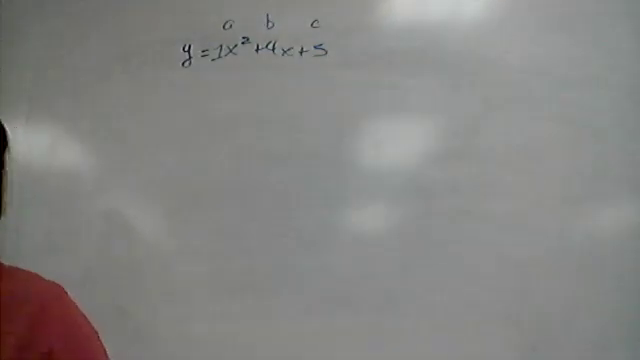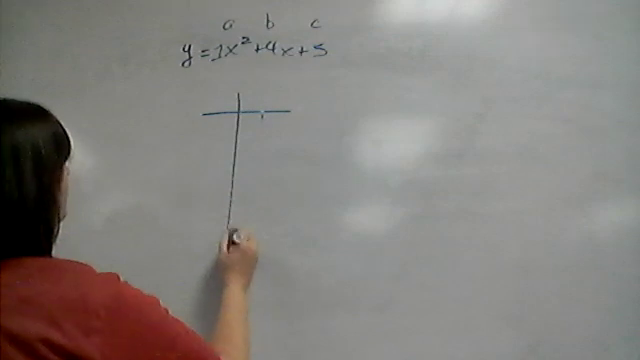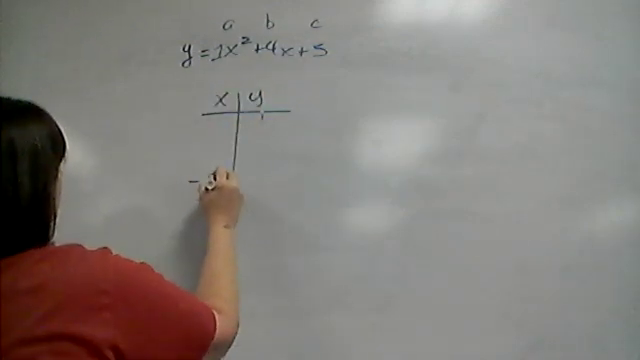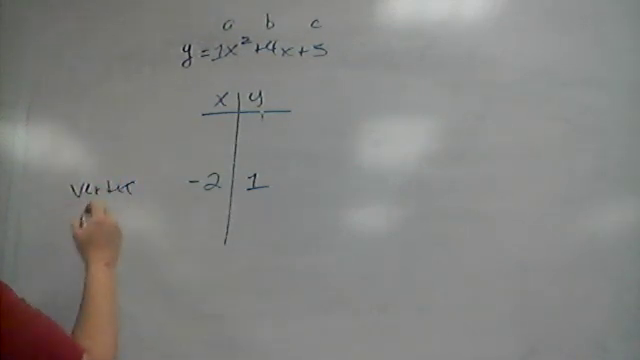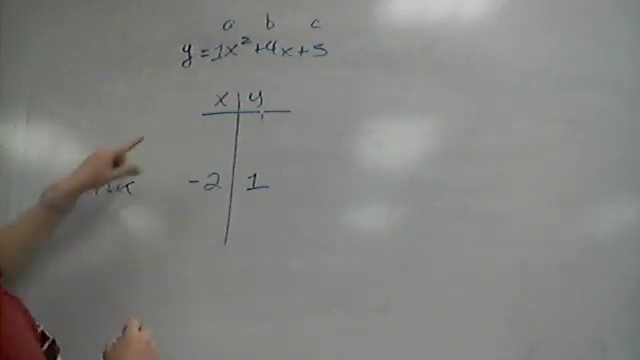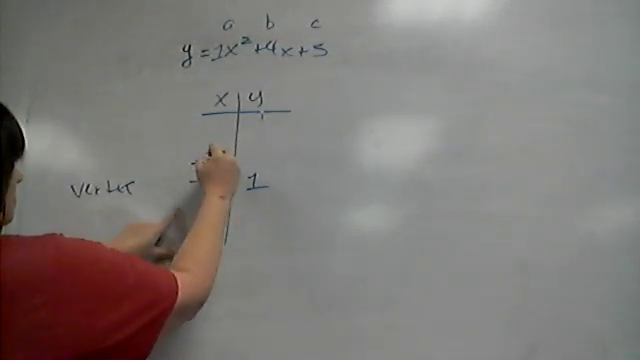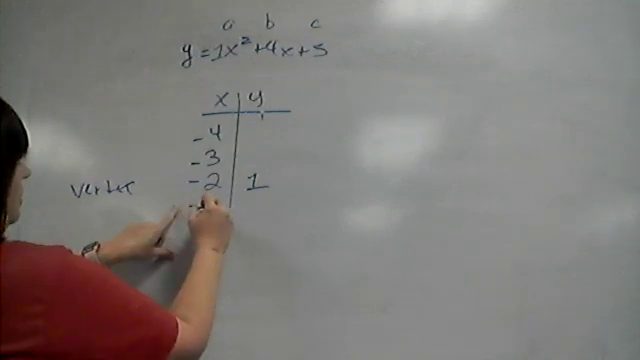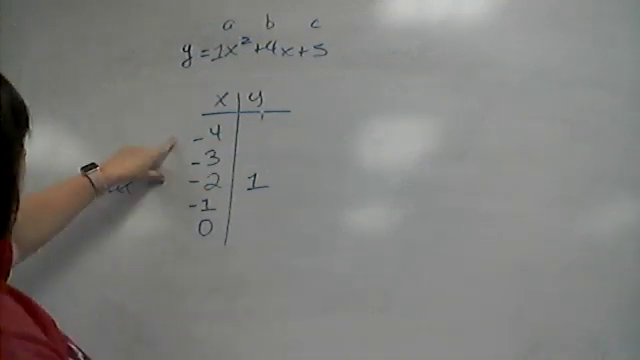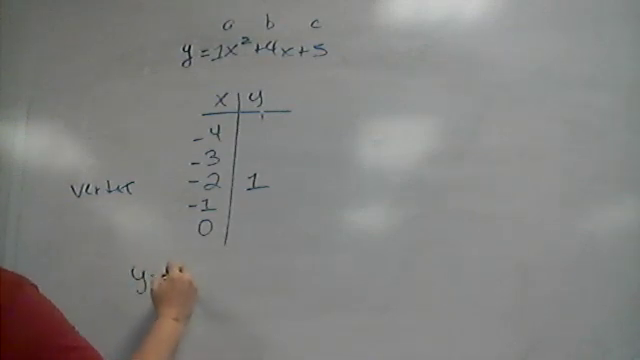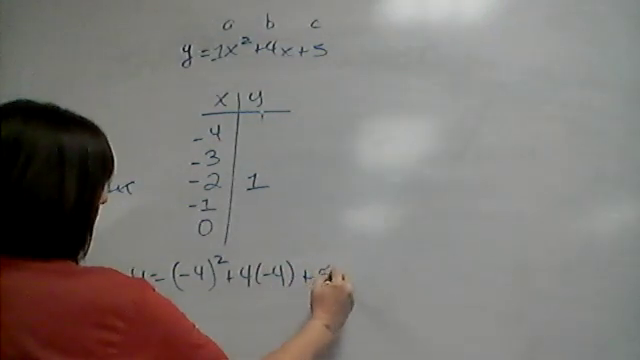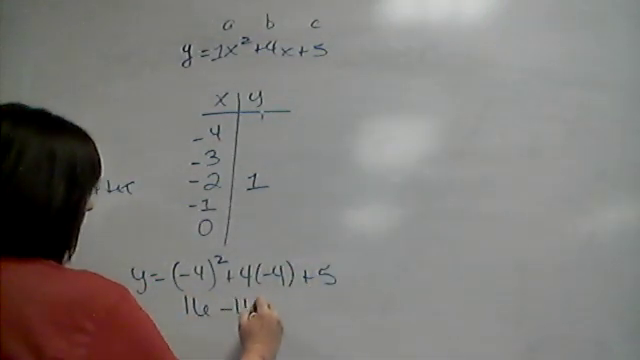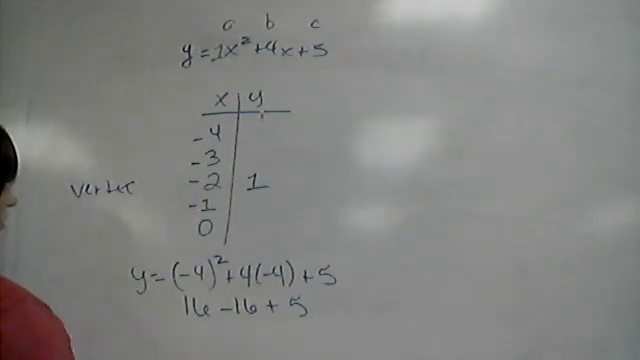We're just going to do 5 points. We're only looking at a small piece. So negative 2, 1 is going to be the center of my table. All right, so I'm going to plug that in here. I'm going to pick 2 numbers smaller and 2 larger. So negative 3, negative 4 are smaller. Negative 1 and 0 are larger. So I'm going to take each number and plug it in there. So negative 4 squared plus 4 times negative 4 plus 5. So 16 minus 16 plus 5 is going to give me 5.